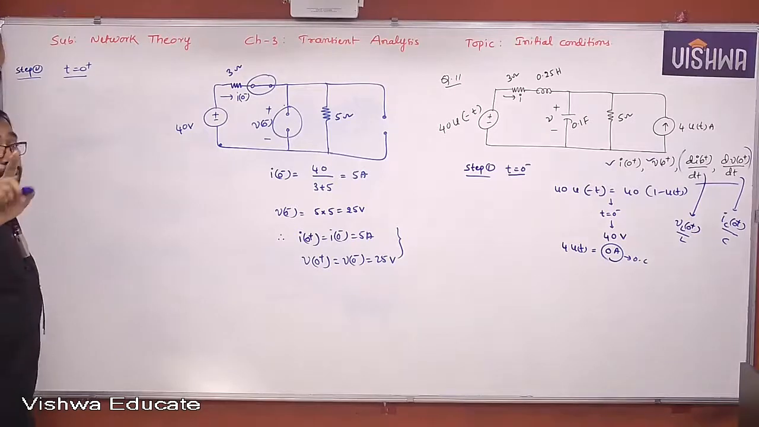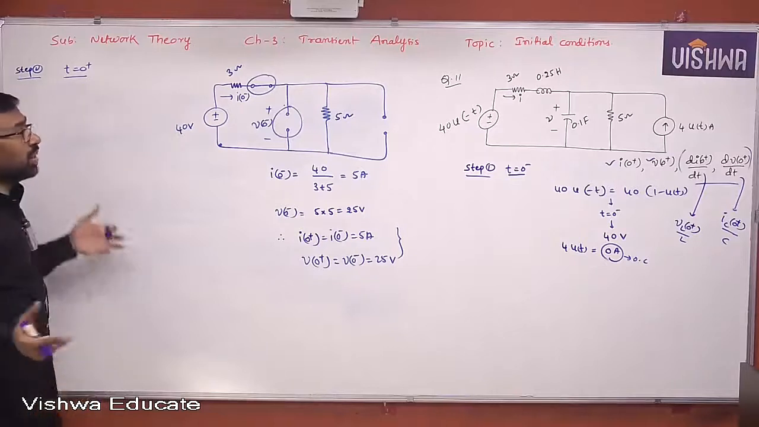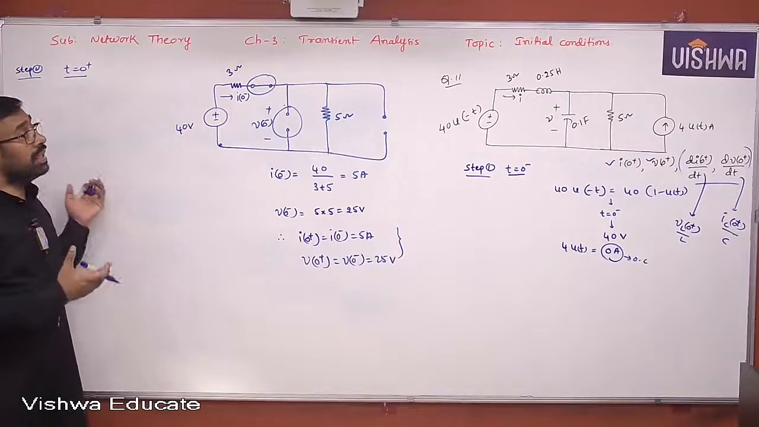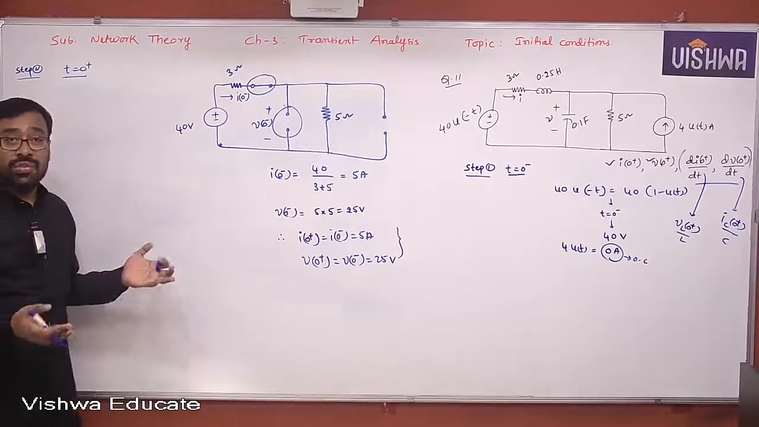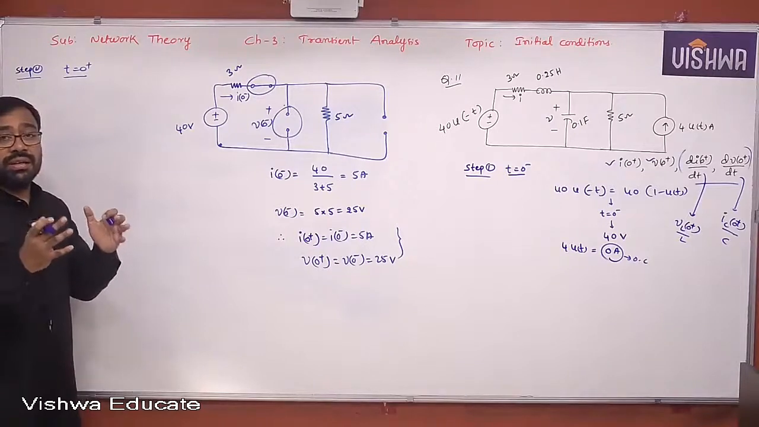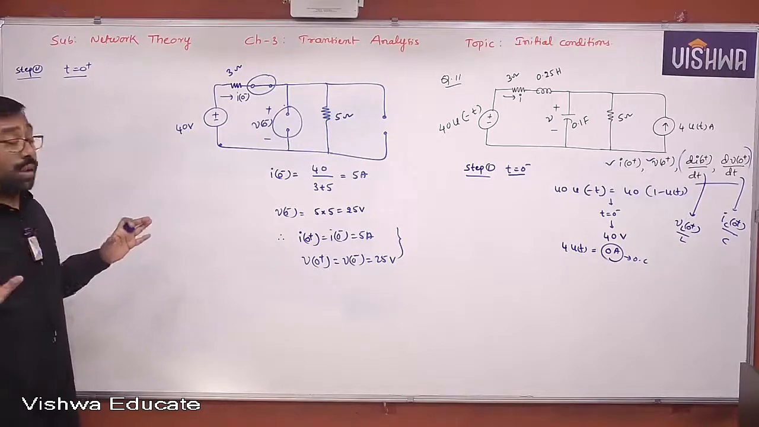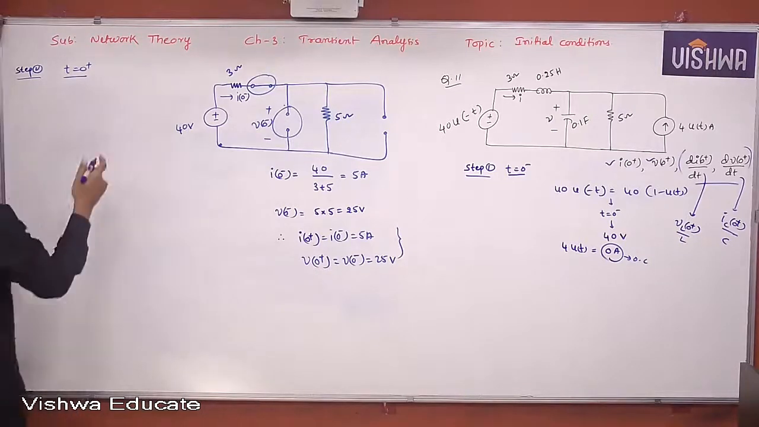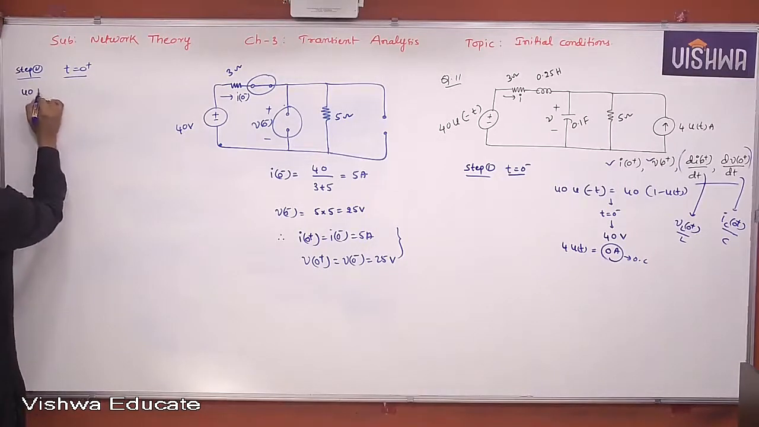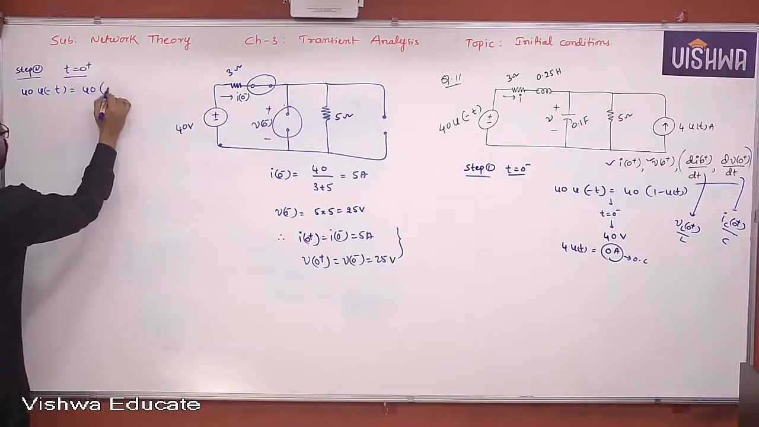Constructing the t equal to 0 plus equivalent is always crucial and critical in the entire initial conditions calculation part. If you are really good at constructing the t equal to 0 plus equivalent circuit, I'm sure there is no difficulty involved in the entire transient analysis. So one must be really expert in constructing the t equal to 0 plus equivalent without taking much time. I'm telling you. So let us see, t equal to 0 plus: what is this 40 of u of minus t? You already know it is 40 into 1 minus u of t.